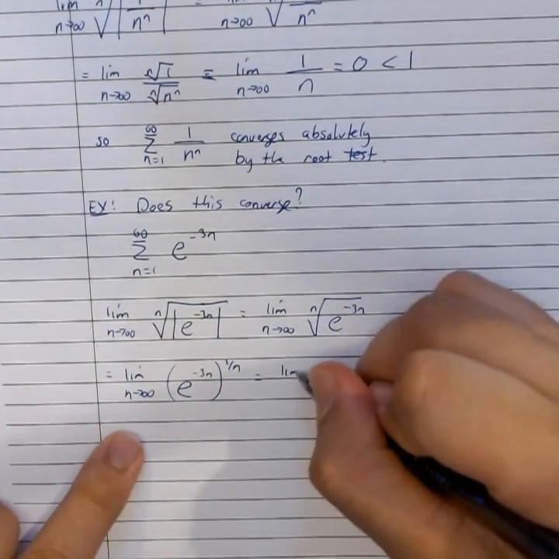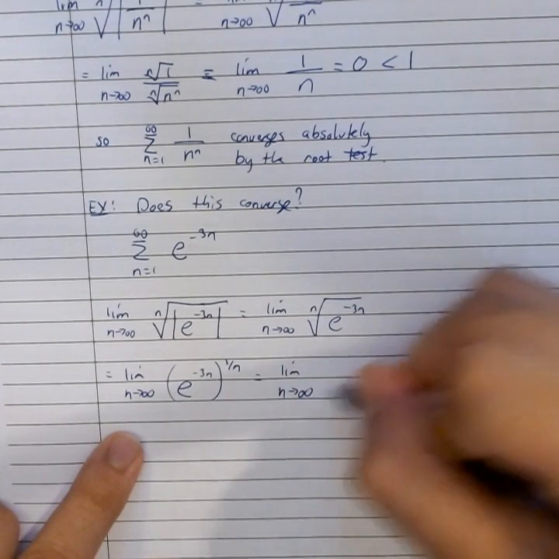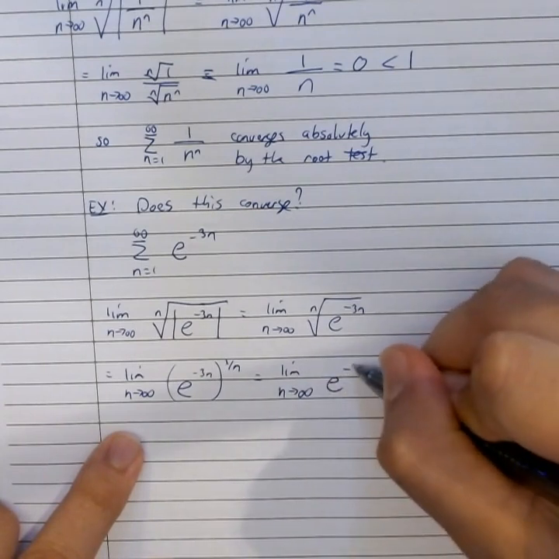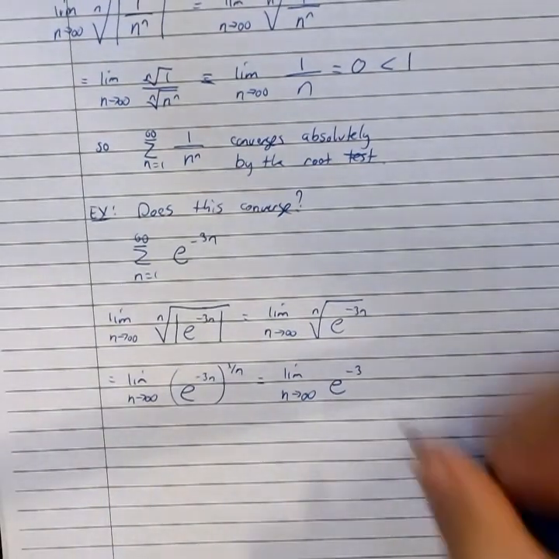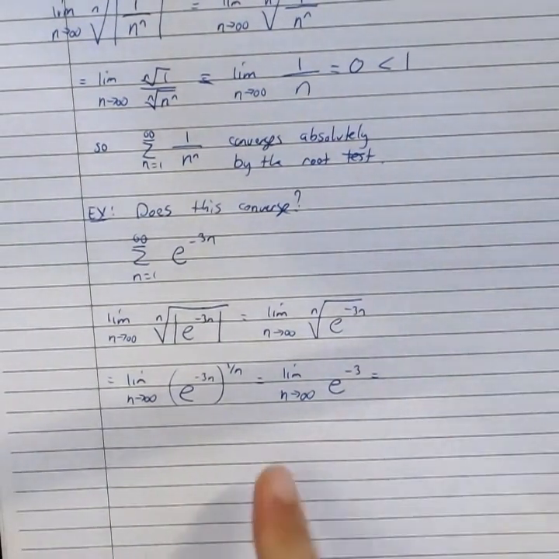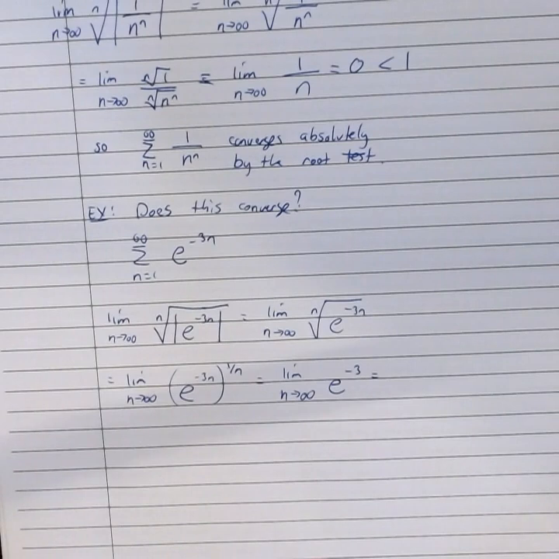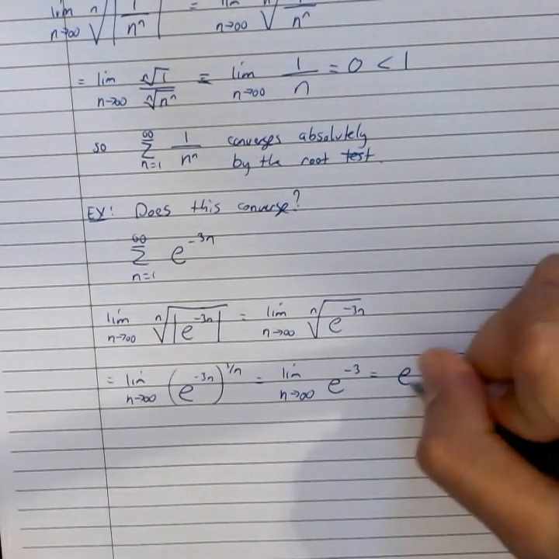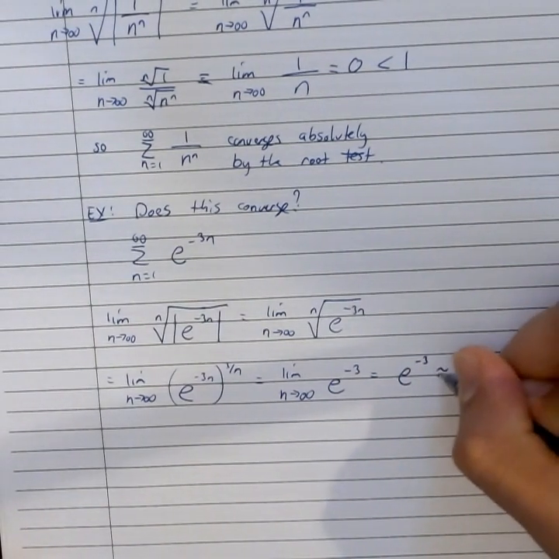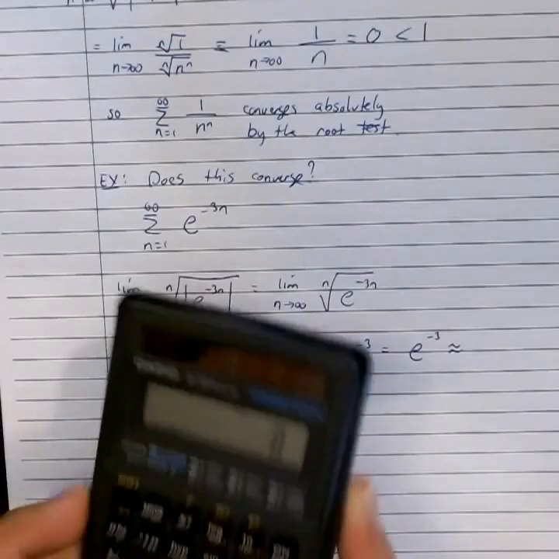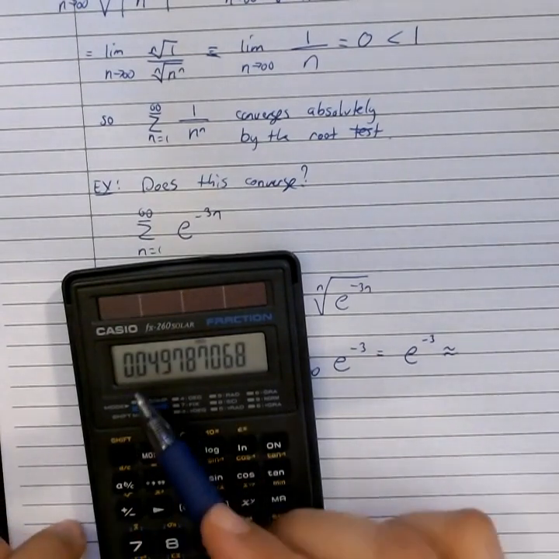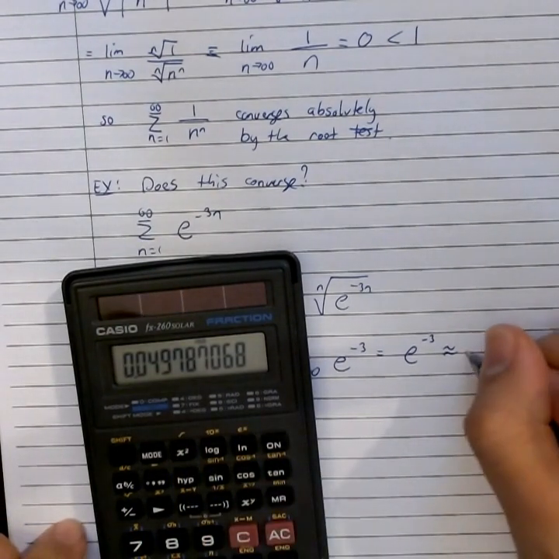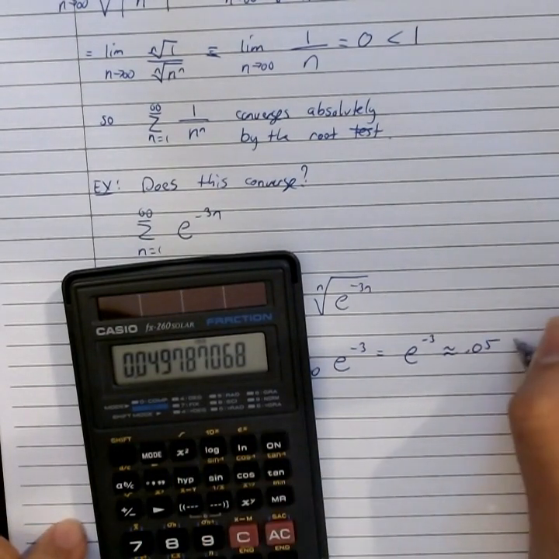So this gives us the limit as n approaches infinity of e to the minus 3. But that's a constant. There's no n here at all. So we can just write that the limit of a constant is that constant, which gives us just e to the minus 3. That is approximately 0.05, give or take, which is definitely less than 1.